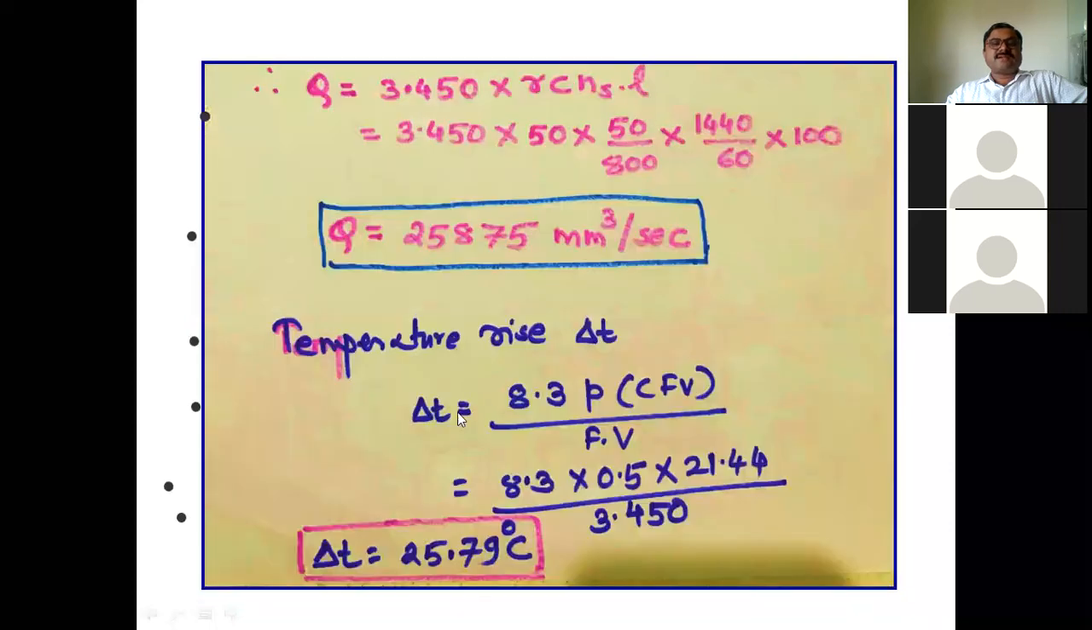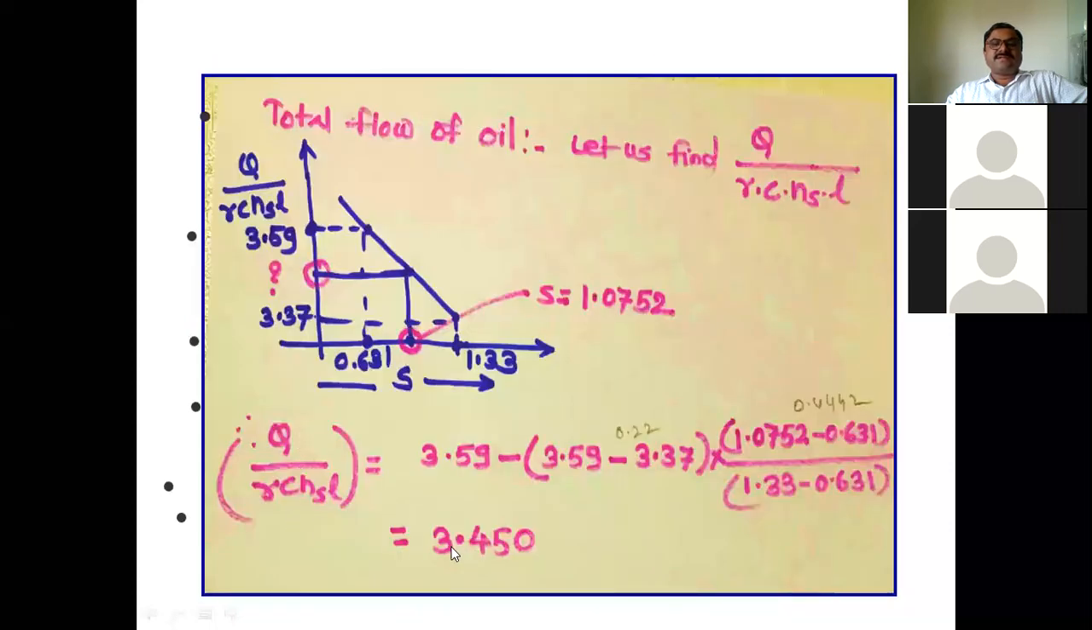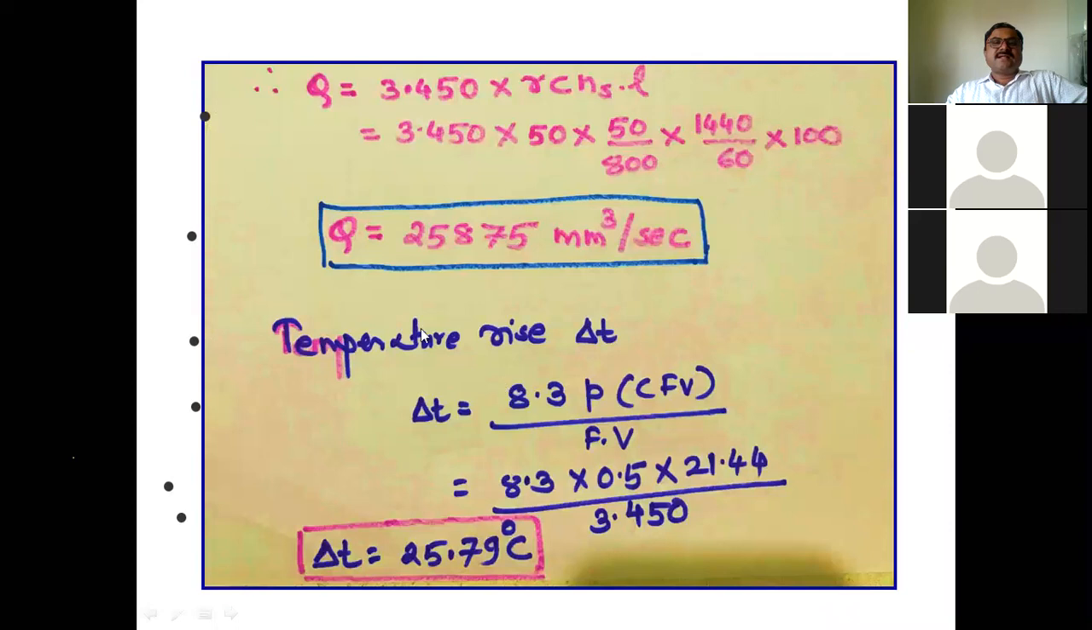Once you know this flow variable value, arranging, Q is equal to 3.450 into R, C, N, S, L. So what you will get? 3.450 into R, 50 is C here. The R by C ratio is given here, so you can substitute that 50 upon the 800. NS is again 1440 by 60. L is the 100. Again you will get 5875.